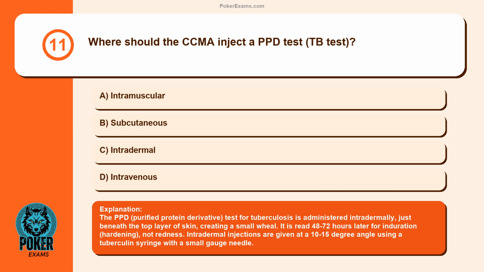The PPD, purified protein derivative, test for tuberculosis is administered intradermally, just beneath the top layer of skin, creating a small wheal. It is read 48 to 72 hours later for induration, hardening, not redness. Intradermal injections are given at a 10 to 15 degree angle using a tuberculin syringe with a small gauge needle.